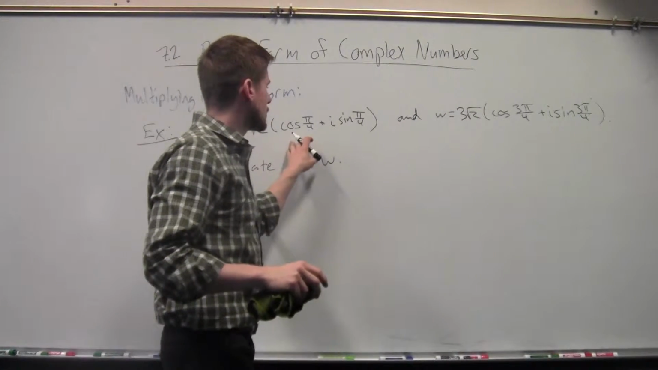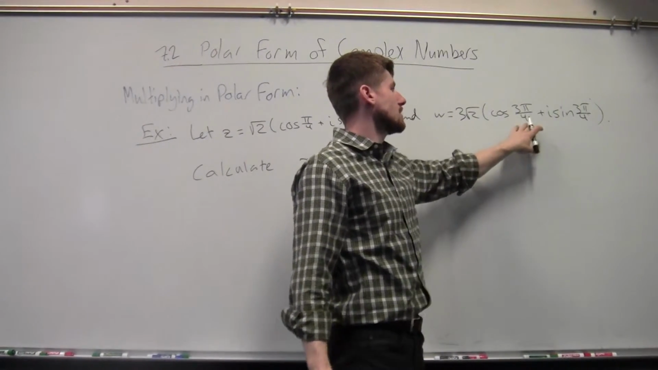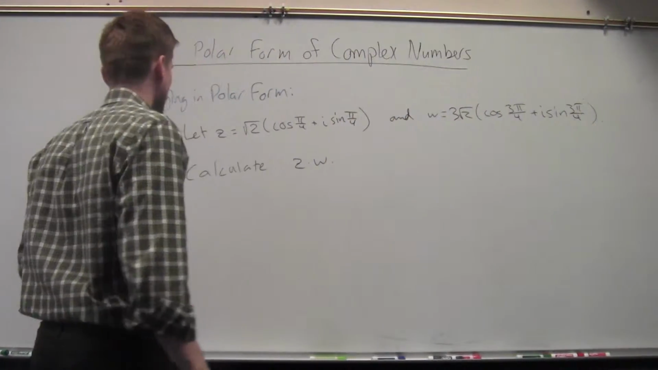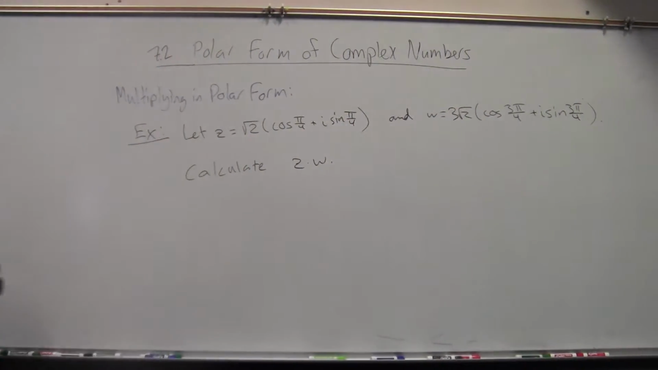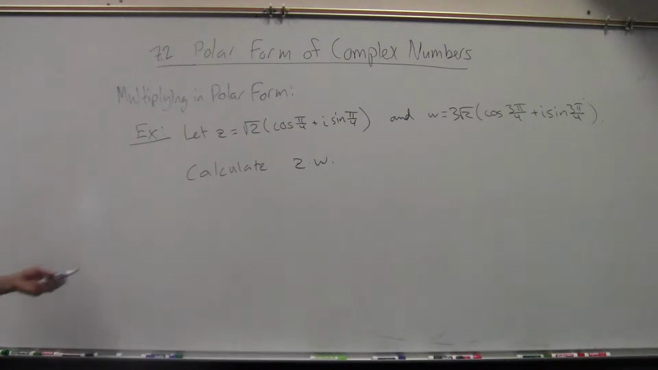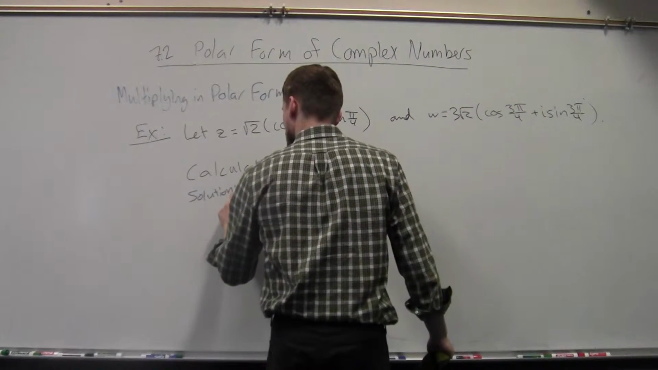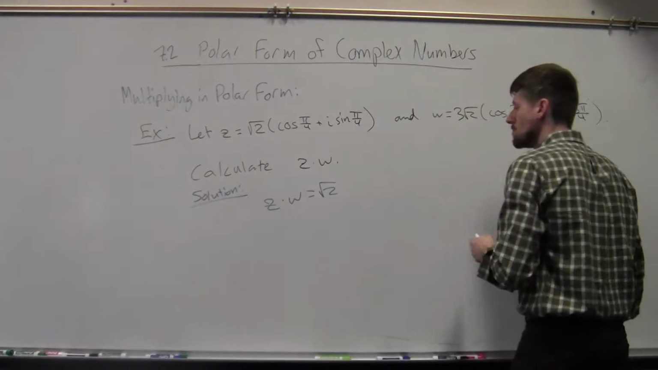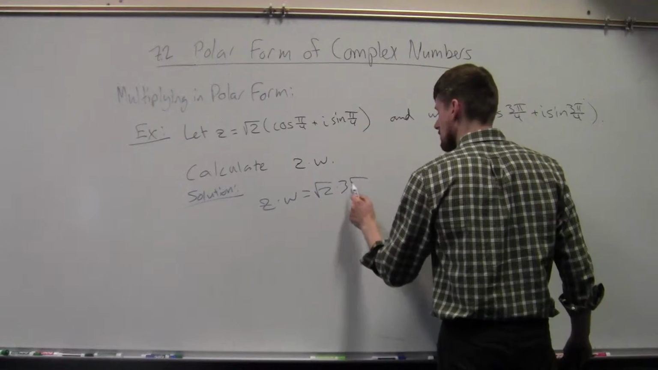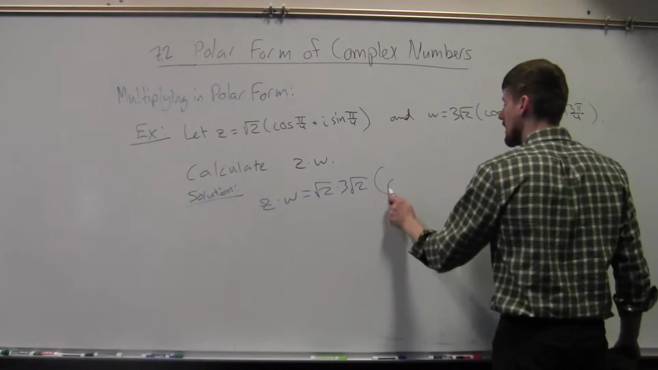So we've got z is root 2 cosine pi over 4 plus i sine pi over 4, and w is 3 root 2 cosine 3 pi over 4 plus i sine 3 pi over 4. So z times w, let's write it out. z times w is going to be root 2, and I'm going to group the magnitudes together already because I know that's going to happen.